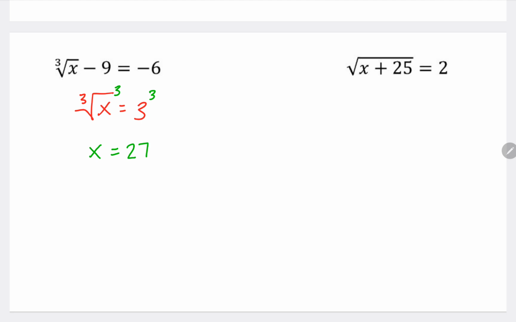The other one, the square root is already isolated, so we're going to square both sides so that the square and the square root cancel each other out. x plus 25 equals 2 squared, or 4. Which means that x equals negative 21.